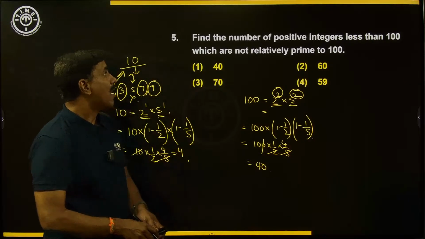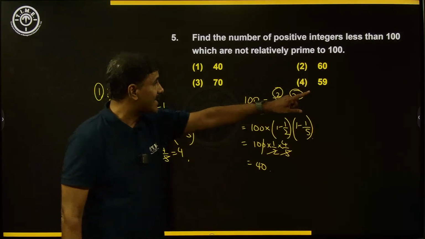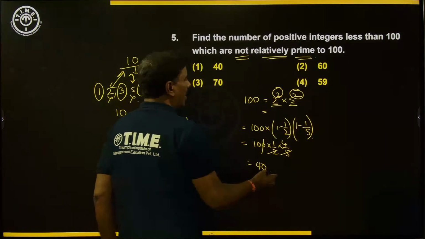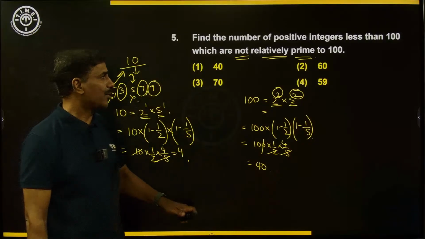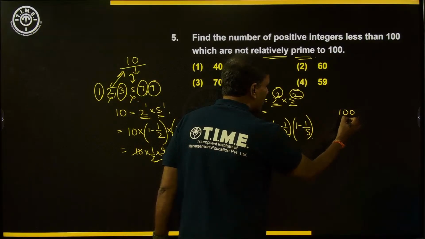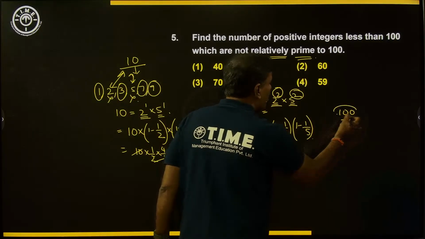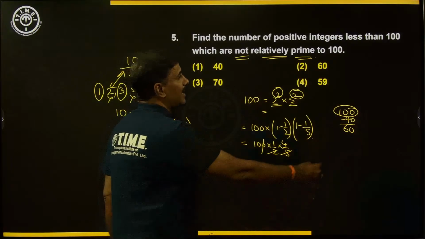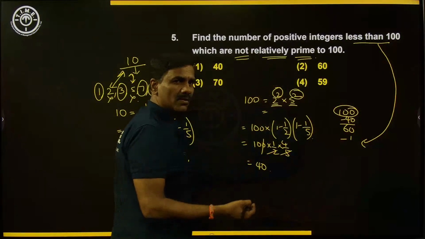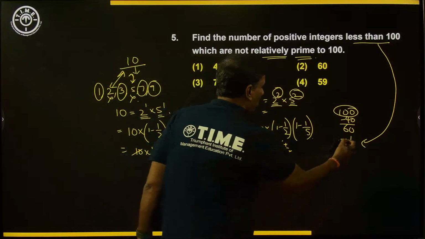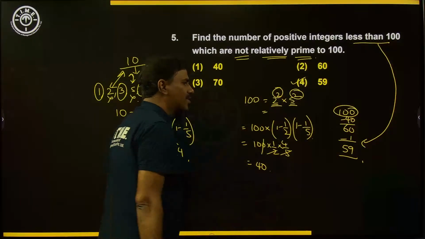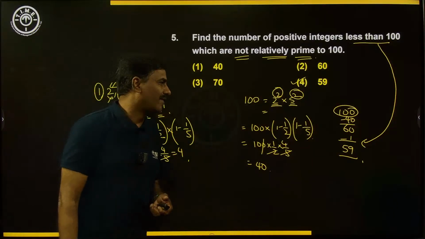What we need is: find the number of positive integers less than 100 which are not relatively prime to 100. The relative primes are 40. So not relatively prime will normally be 100 minus 40. But here we have to be careful. Does it say including 100 or less than 100? It says less than 100. So we should not consider even 100. That means we consider only up to 99. So 59 numbers will not be co-prime. The answer for this question should be choice 4, 59.